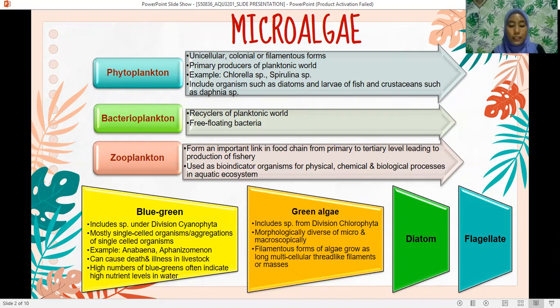This toxin can cause death and illness in livestock. Moreover, a high number of blue-green often indicates a high nutrient level in the water. For green algae, which include species from the division Chlorophyta, they are morphologically diverse, microscopically, which are unicellular and multicellular, and macroscopically, which are planktonic and filamentous.